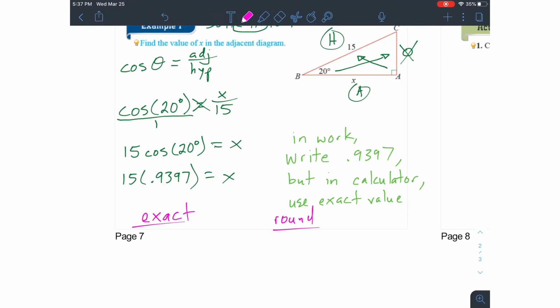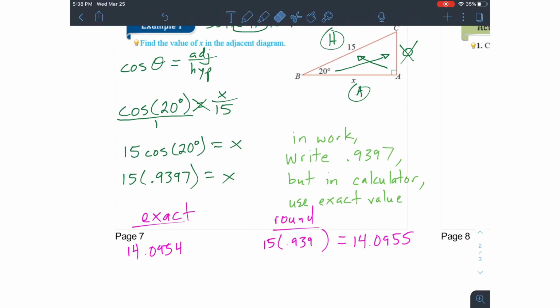So if we were to round, and you say, okay, 15 times 0.9397, that is going to be 14.0955. Now, if you kept the exact value, though, and you do that times 15, you are going to get 14.0954. And I think a lot of you are probably looking at this and thinking, well, what's the big deal? This and this aren't that far off. That shouldn't be an issue. Okay, I agree with you.